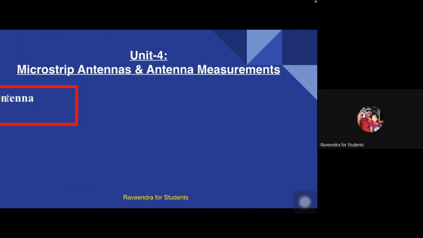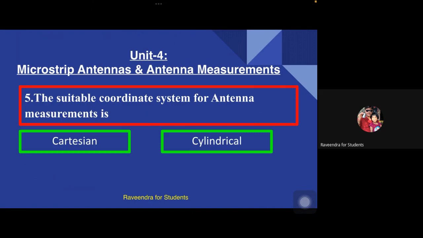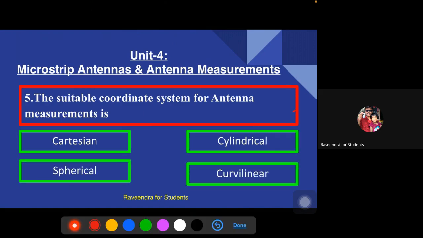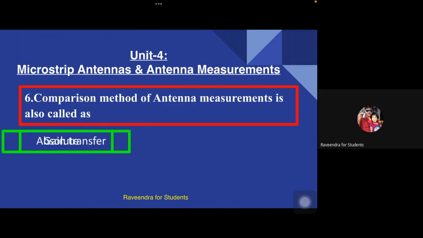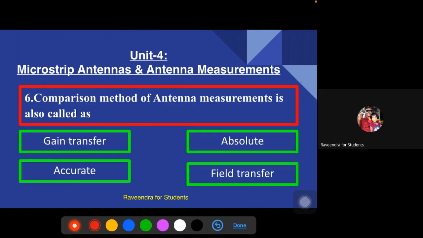The next one, fifth one, the suitable coordinate system for antenna measurements is. So what is the suitable coordinate system? For any antenna, we have to measure first radiation pattern. So for radiation pattern, which coordinate system is suitable? Spherical coordinate system. So answer is spherical coordinate system. Then the sixth one, comparison method of antenna measurement is also called as gain transfer method in antenna measurements. You know it well.